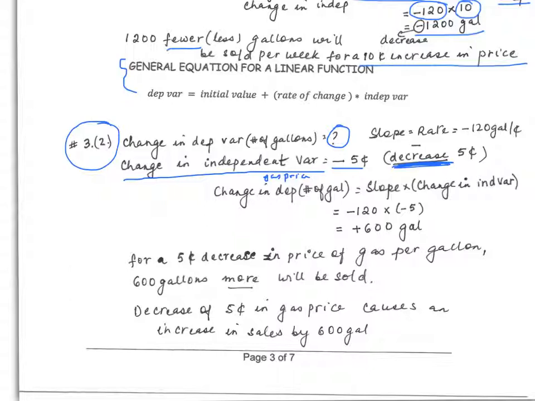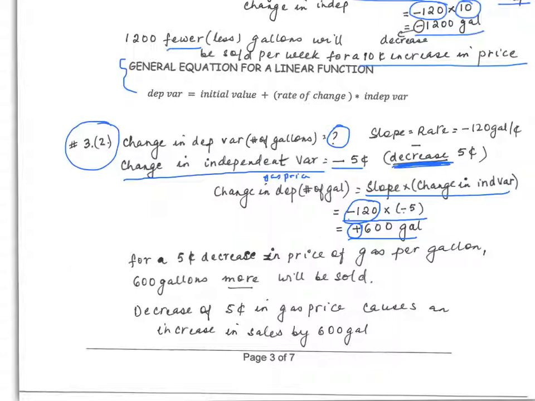So the change in the dependent variable, which is the number of gallons of gas, is equal to slope times change in the independent variable, which is the gas price. So slope, which is the rate of change, is negative 120 gallons per 1 cent times negative 5, which is the decrease in gas price, is equal to 600 gallons. And the answer is positive because the negative and negative get cancelled.